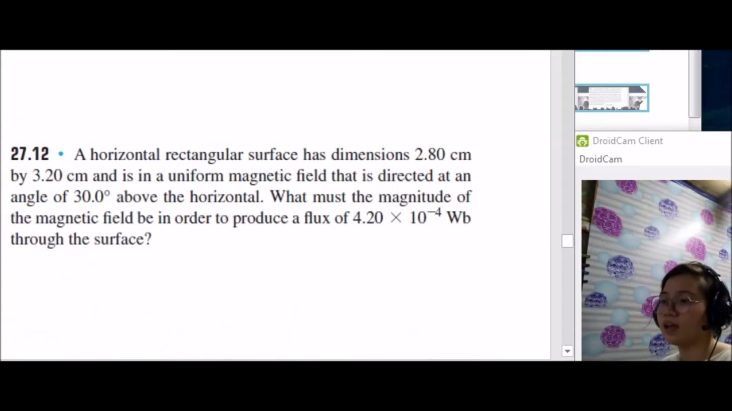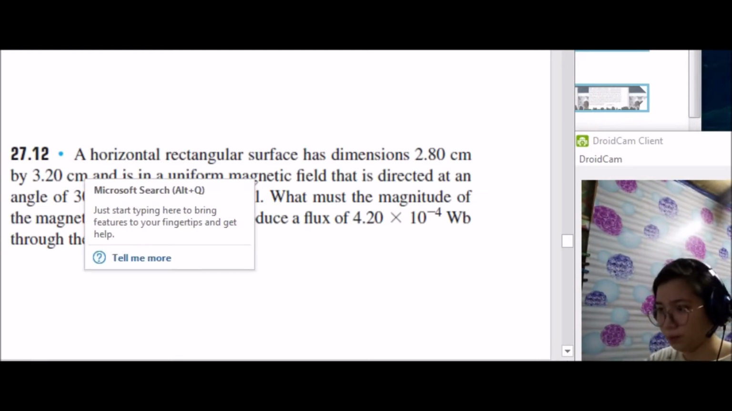Okay, hi. We're going to talk about 27.12, chapter 27 of University Physics. A horizontal rectangular surface of dimensions 2.8 by 3.2 centimeters is in a uniform magnetic field that is directed at an angle of 30 degrees above the horizontal. What must the magnitude of the magnetic field be in order to produce a flux of 4.2 times 10 to the negative 4?